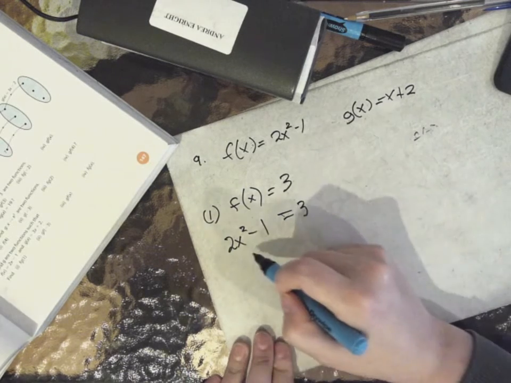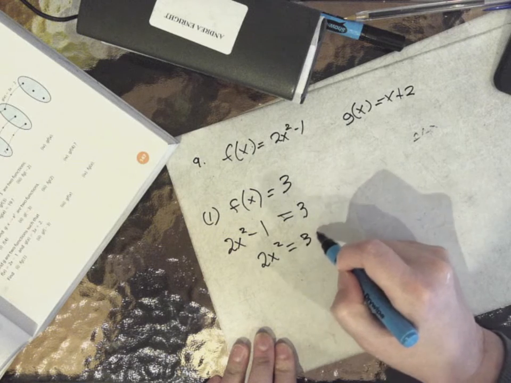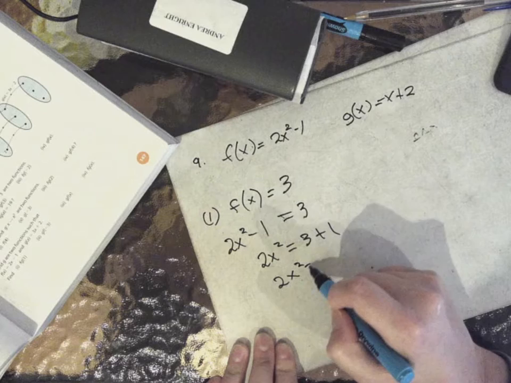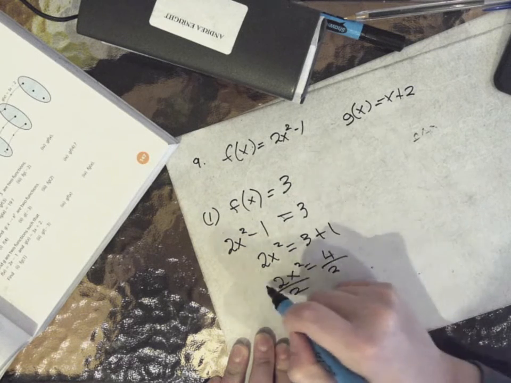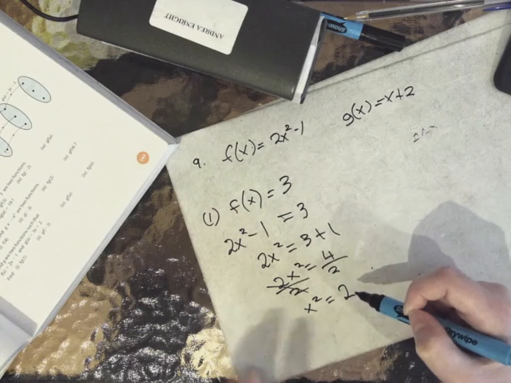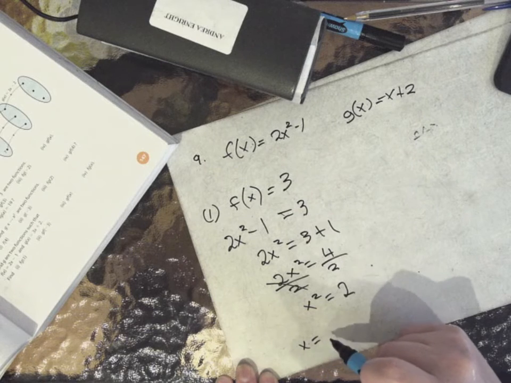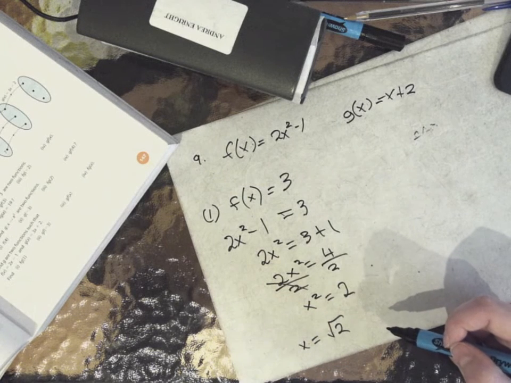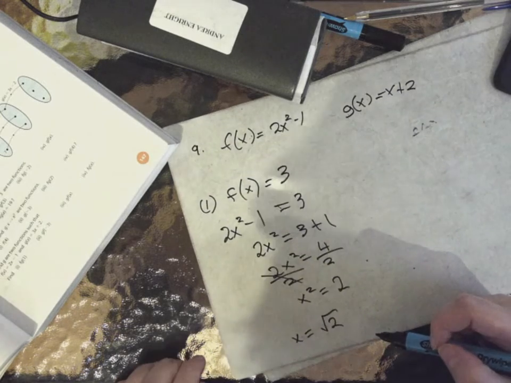So x is on one side, numbers on the other. So 2x squared equals 3 plus 1. So that's 2x squared equals 4. Divide each side by 2, and you get x squared equals 2. So x is equal to the square root of 2. Okay, have I done that right? Yeah, it seems to be okay.